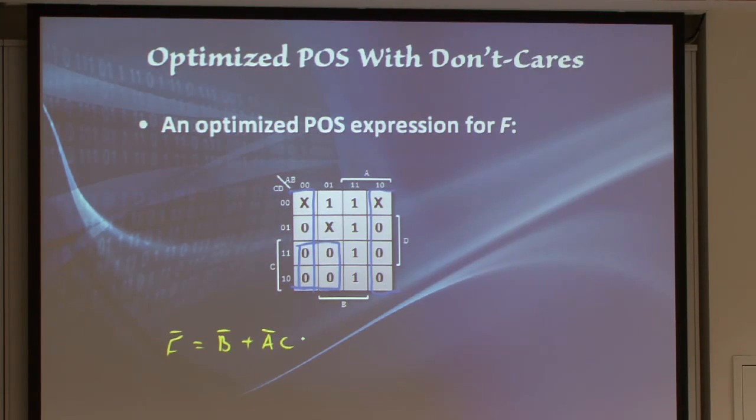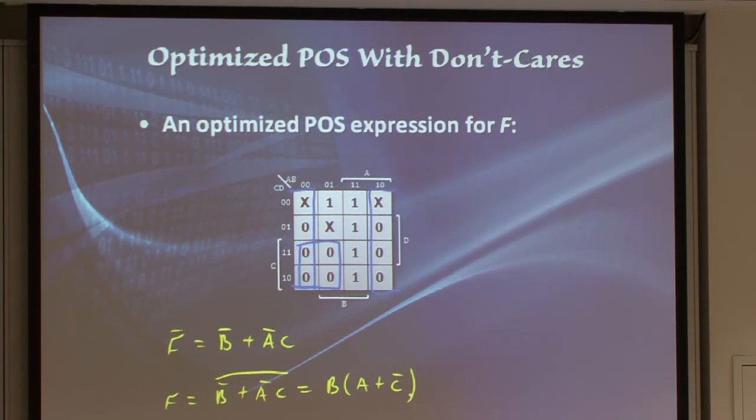Again, this is a sum of products. I really want my function in a product of sums, and this is the complement of the function. So the function will be the complement of this, which, taking De Morgan, will give me B and A or not C, which is in a product of sums form.